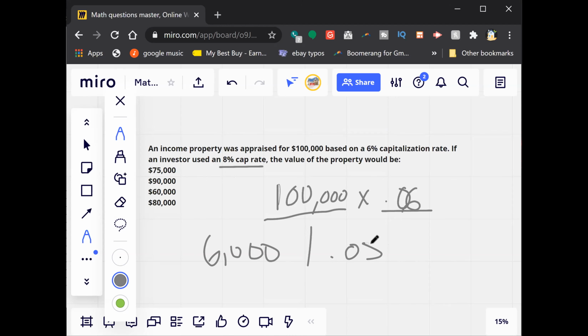Look at you guys doing this all smart. 0.08. And what will that give us? If we divide it by 0.08, it's all because of you. I don't know about that. I don't know if it's all because of me. Second grade math teacher needs some credit. So 75,000.